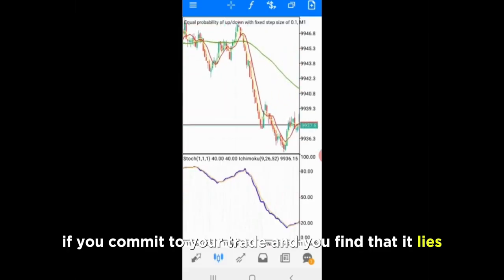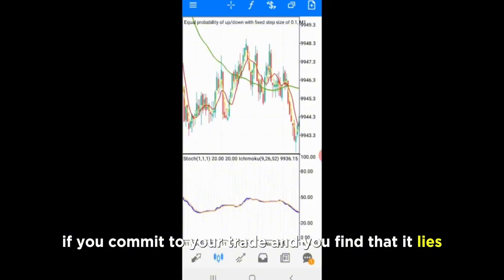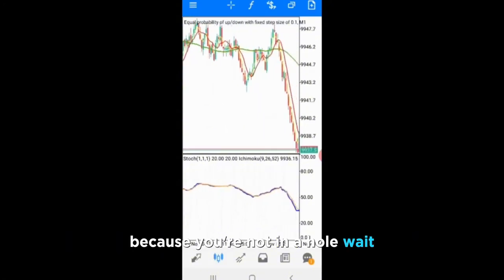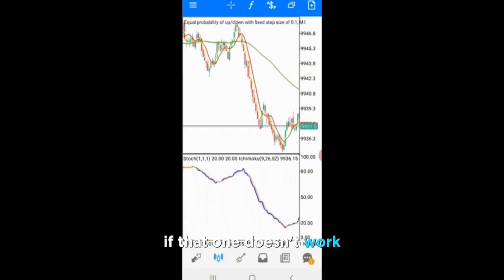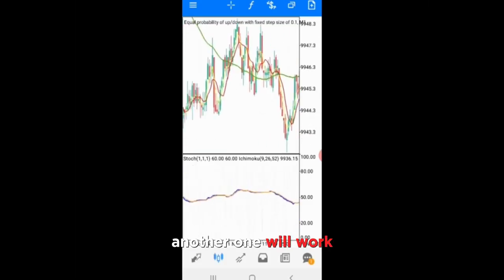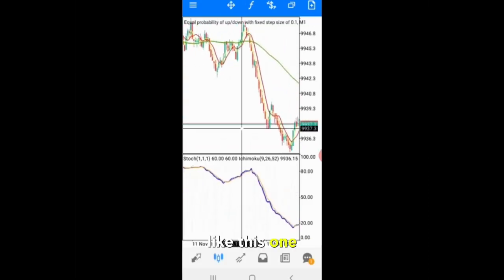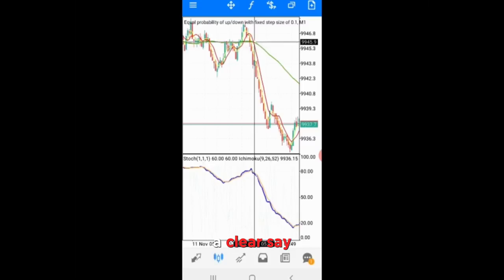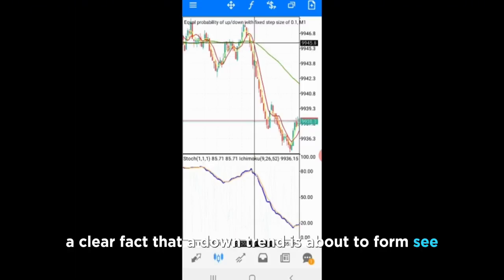If you come into your trade and you find that it is like this, just wait, because you are not in a hurry. Wait, if that one doesn't work, another one will work. Like this one, see, this is a clear sell. It's a clear fact that a downtrend is about to form.